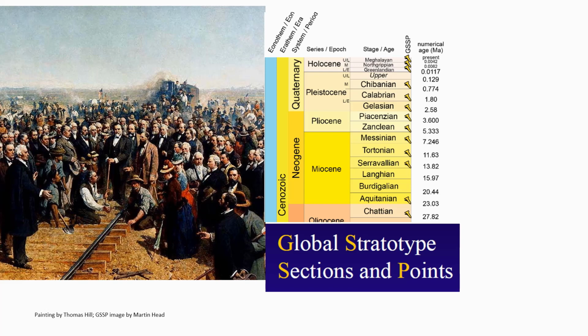This is a specific location with well-known attributes that allow other locations with simultaneously formed rocks to be correlated with it. Colloquially, GSSPs are known as golden spikes, after the famous ceremony when railroads in the USA from the east and the west met in the middle. The iron spike holding down the rail was symbolically replaced by a golden one. As you can see, many GSSPs have been defined, but some are missing. And so far, only one has been defined in the Precambrian.